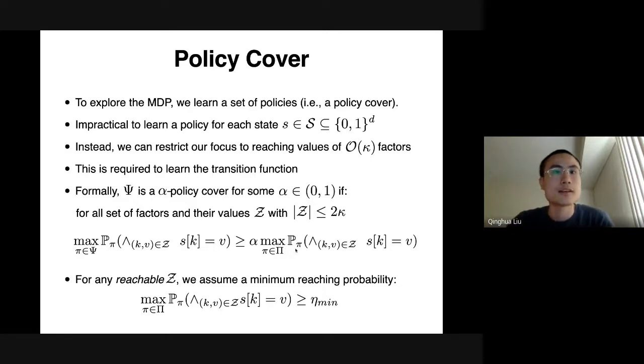Basically it's saying this policy cover can reach all the possible configurations for any 2-kappa set of factors. And in this work, we also assume that any reachable configuration should be reached with some lower bounded probability. This is for technical analysis needs.